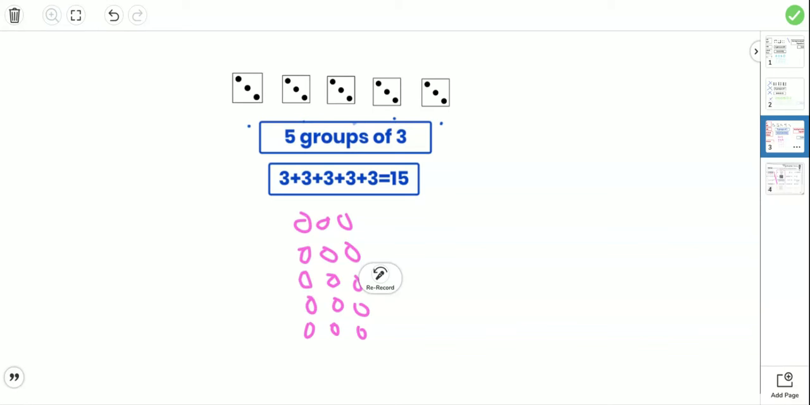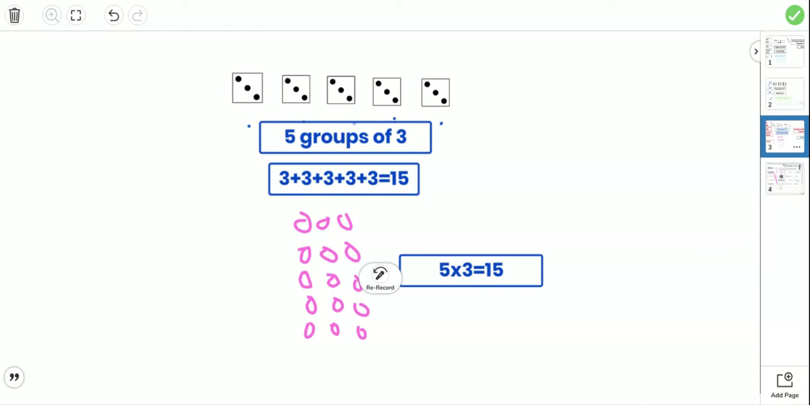So is this 5 3s? Yes. Does this show 5 3s in my repeated addition equation? Yes. Does this show that there's 5 groups of 3? Yes. Is this 5 groups with 3? Yes. And so the last one is I could just write 5 times 3 is equal to 15. If I have 5 3s, I have 15.